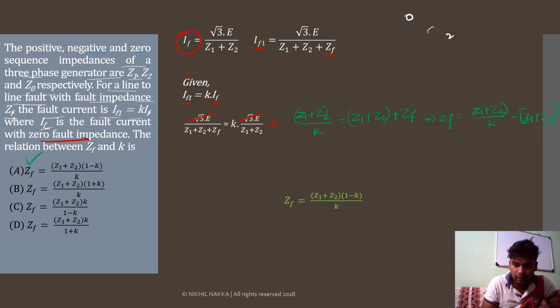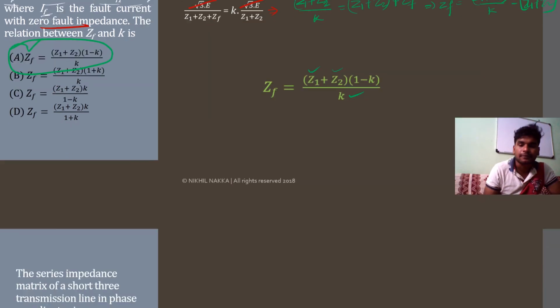So from this I can write K into Z1 and then all those mathematical equations, and finally you get the answer: ZF equal to Z1 Z2 times (1 minus K) by K. So what is the answer? Option A is the right answer. Hope you understood how we did this.